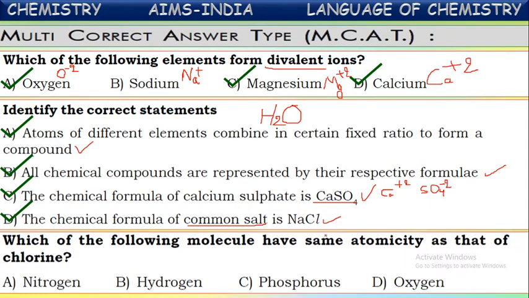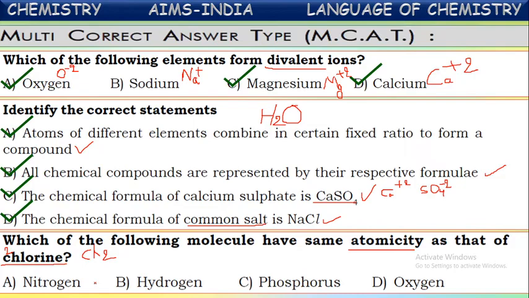Okay, next question. Which of the following molecules has the same atomicity as that of chlorine? Which of these molecules are having the same atomicity as that of chlorine? First, what is the atomicity of chlorine? What does atomicity mean first? Atomicity means the number of atoms present in one molecule of an element. Chlorine molecular formula is, as we know, Cl2, which means there are two chlorine atoms in its one molecule. So the atomicity of chlorine is 2.